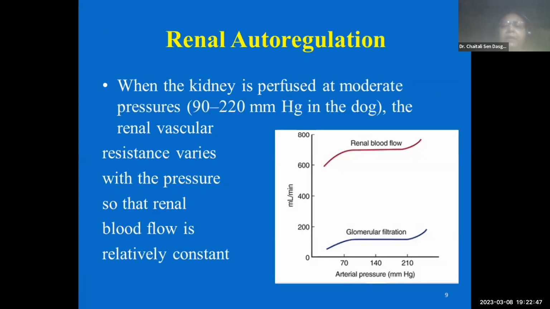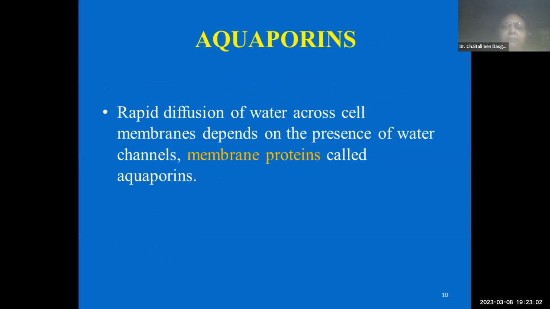When the kidney is perfused at moderate pressure, that is 90 to 220 millimeter mercury, the renal vascular resistance varies with the pressure so that the renal blood flow is relatively constant. And the glomerular filtration also happens at a constant rate. There is something called aquaporins. What are they? They are membrane proteins. Rapid diffusion of water across the cell membrane depends on the presence of water channels. These are the membrane proteins called aquaporins.